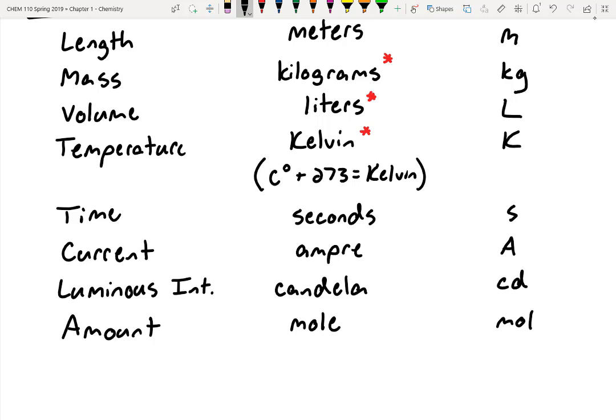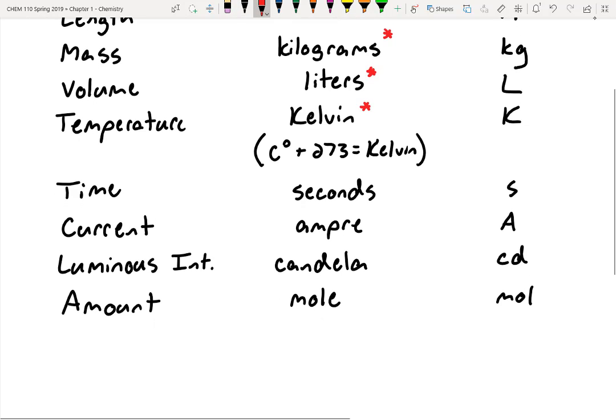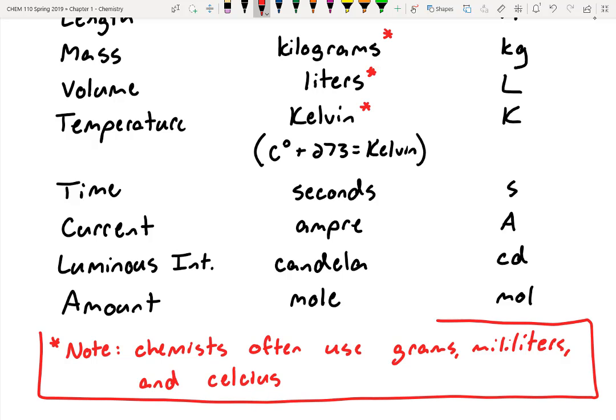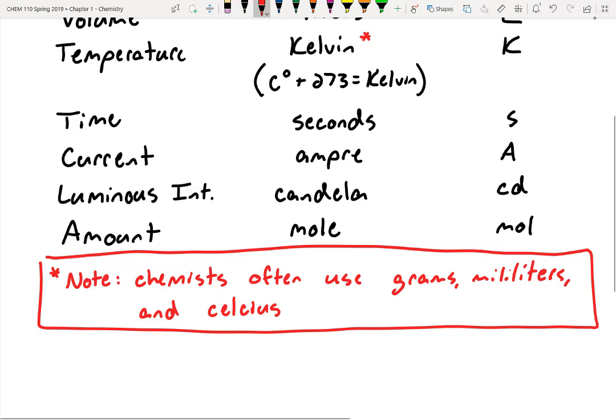All right, so I did have 3 asterisks there, one for kilograms, liters, and Kelvin. So I'll make a little note that chemists often use different units. They often use grams, milliliters, and Celsius. So for example, in lab, you'll be working with thermometers. I've never in my life seen a thermometer with Kelvin units on it. It'll be Celsius units, but we know how to convert the two.